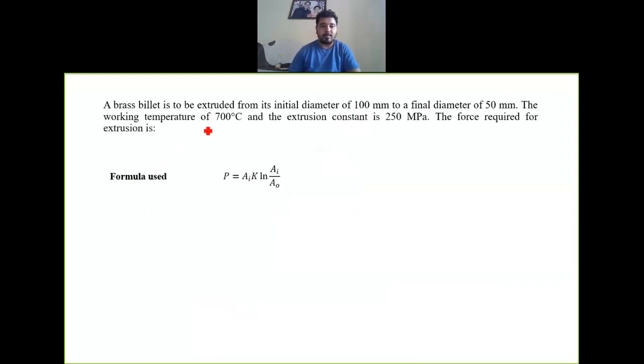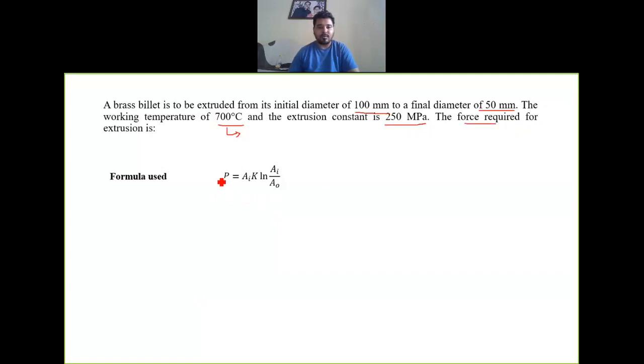First numerical: a brass billet is to be extruded from an initial diameter of 100 mm to a final diameter of 50 mm. The working temperature is 700 degrees Celsius. This is hot working, because here we give a temperature above the recrystallization temperature. Therefore, the extrusion is a hot extrusion process. The extrusion constant is 250 megapascal. Then calculate the force required.